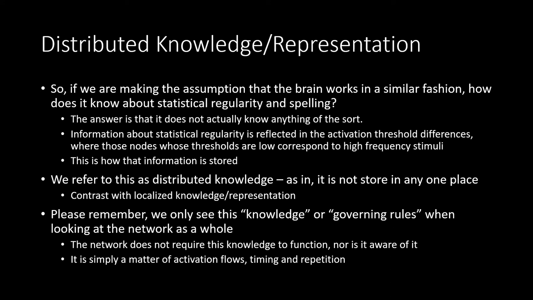There's no unit inside that has told it that CO is more common than CU, which is more common than CQ. And how does it even know how spelling works, that these letters go together? Now, the answer is the system doesn't actually know, nor does our brain actually know. This information is encoded in those activation thresholds.